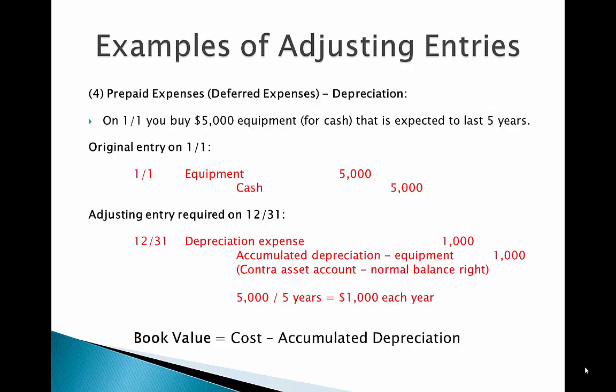Another example is prepaid expenses as depreciation. Let's say on January 1st you buy $5,000 equipment for cash that's expected to last 5 years. The original entry would be to debit equipment, credit cash.